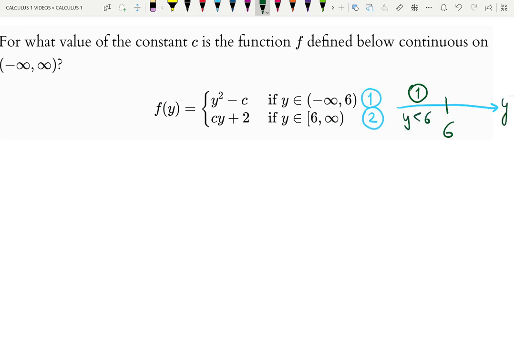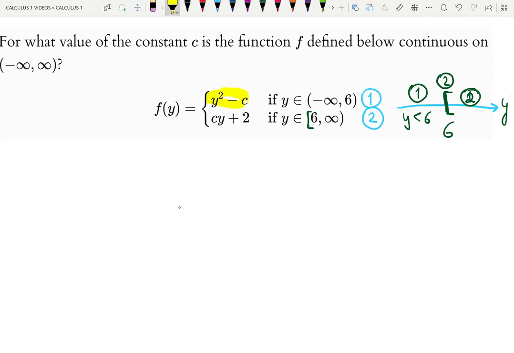By the way, this is axis called y-axis, which means the input was renamed as y. It's basically like t time, y can be temperature or whatever you want. Now, when y is greater than 6, we're using equation number 2. It says it here. What is happening at 6? At 6, we also use equation number 2. So this is how it looks.